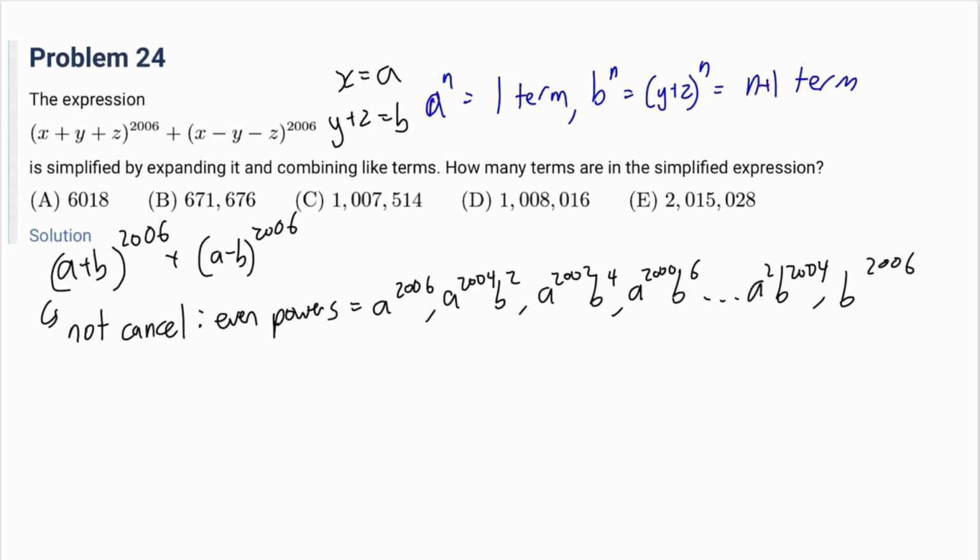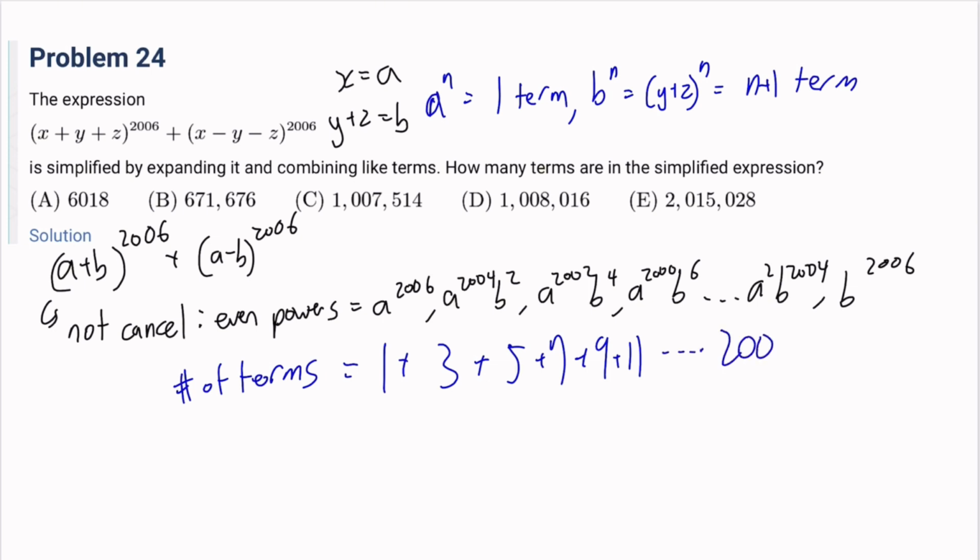So let's just write that down. The number of terms is going to be equal to 1, plus 1 times 2 plus 1, which is 3, and then 1 times 4 plus 1, 5, and then 1 times 6 plus 1, which is 7, plus 9, plus 11, all the way up to 2007. If you see, this is 1004 terms, so that's going to be 1004 squared, because the sum of odd numbers is n squared. And 1004 squared is just going to be 1008016. So this is the answer, it's D.